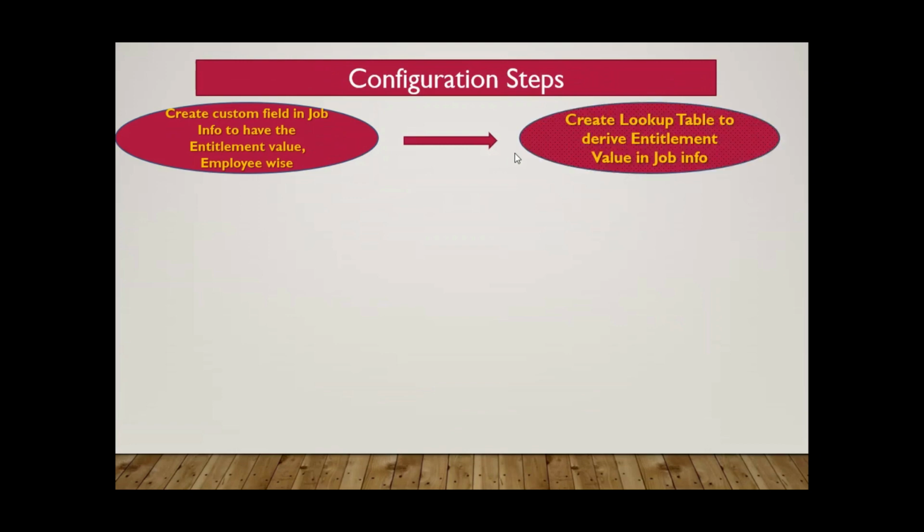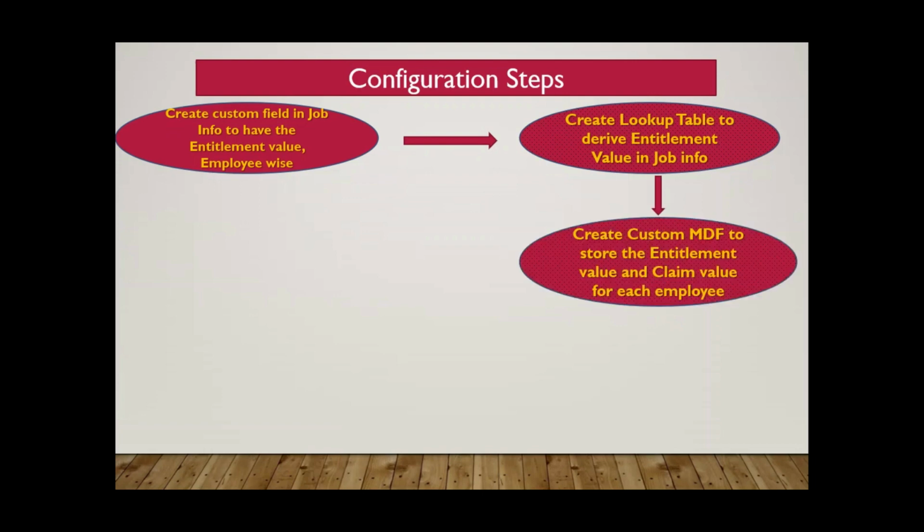Now the second step: we need to create some lookup tables, because as we said, this entitlement value depends on different deriving field criteria like job classification, location, division, etc., whatever is based on your requirement. To fetch the entitlement amounts based on those criteria, we need some reference or lookup tables, right? So we need to create some lookup tables in the backend. From there we can fetch this value into the job information fields.